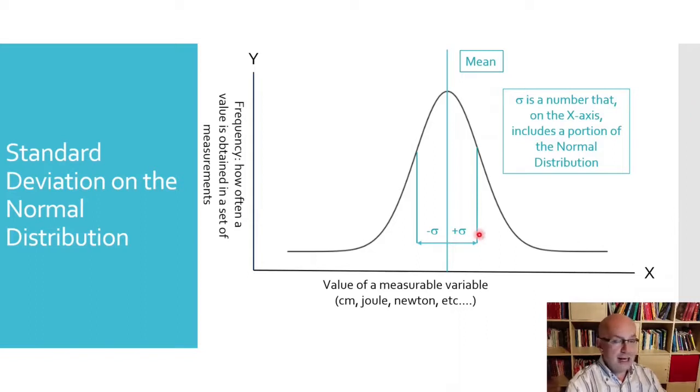Let's talk now about the standard deviation in the context of an ideal normal distribution. I just said before that sigma, so the standard deviation, is a number, and is a number on the x-axis.